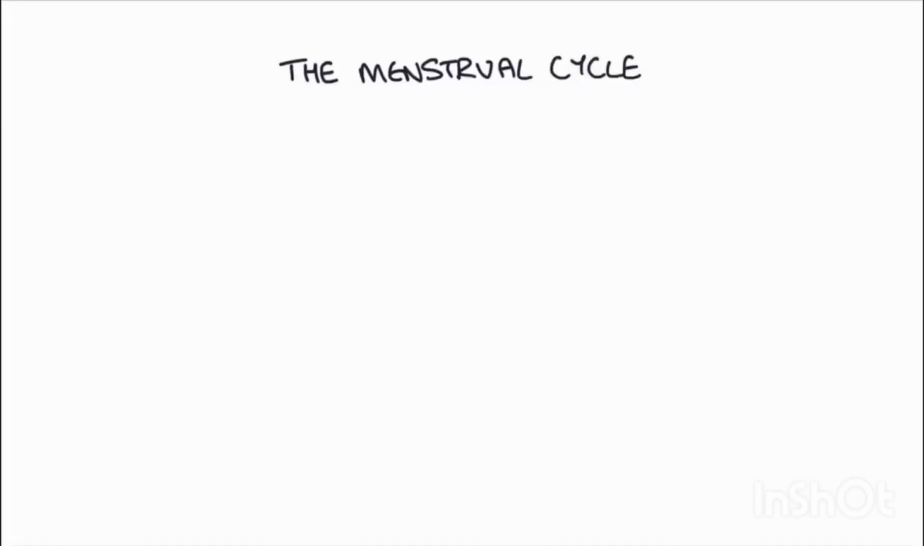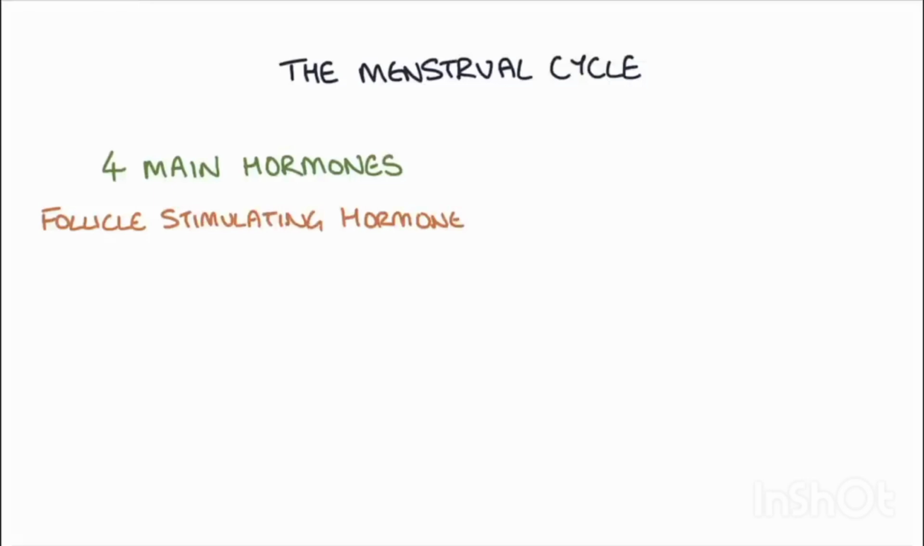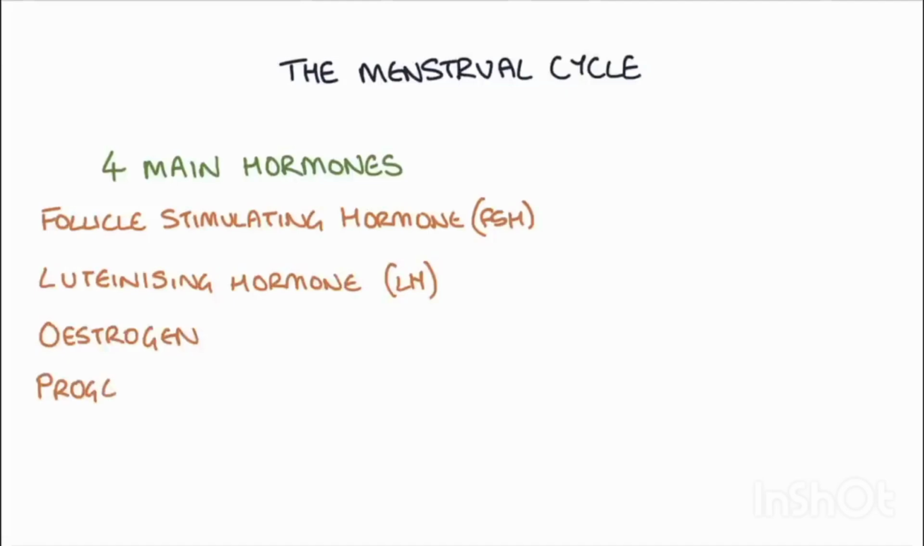Menstrual cycle in a way that's really straightforward so that you can really understand how all of these different structures produce hormones that regulate this complicated cycle. The first thing to understand is the 4 main hormones involved in the menstrual cycle: follicle stimulating hormone, which we abbreviate to FSH, luteinizing hormone or LH, estrogen, and progesterone.